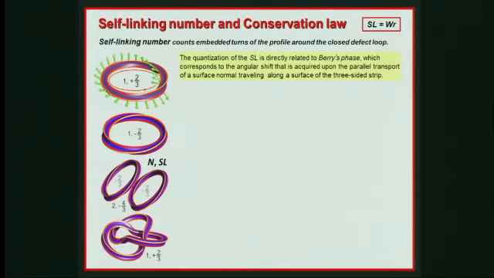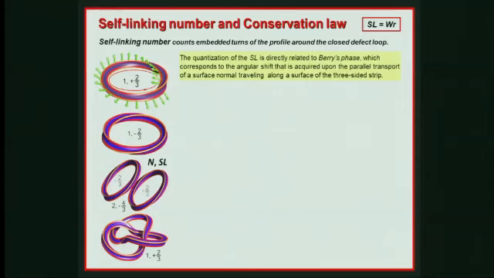You can introduce the self-linking number, which counts the embedded turns of the profile around the closed defect loop. Here are several examples of how it looks. And this quantization of the self-linking number is actually directly connected also to the Berry phase. This corresponds to the angular shift which is acquired upon the parallel transport of a surface binormal traveling along the surface of this three-sided strip. So you get this angle if you multiply 2 pi by the self-linking number.